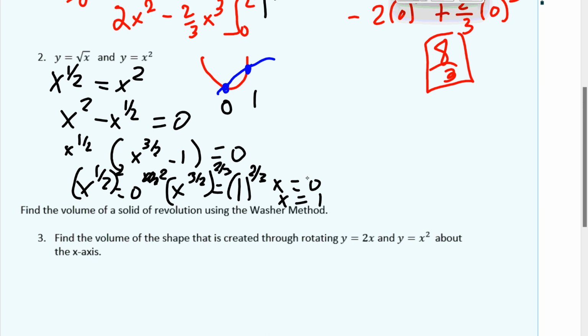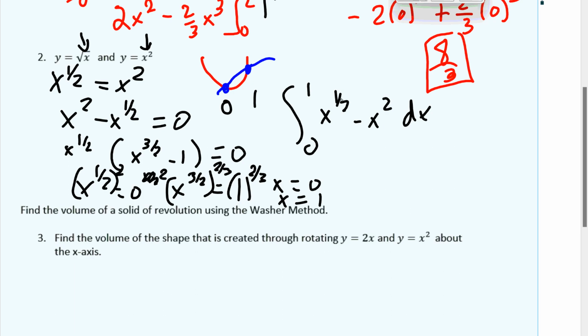I can pick a number in between and plug it in here and see what I get. So I can pick 1/2. Square root of 1/2 is, I don't know, but it is bigger than 1/4. Okay, so there you go. Now I can integrate this. It is top minus bottom, so it is x to the 1/2 minus x squared from 0 to 1.